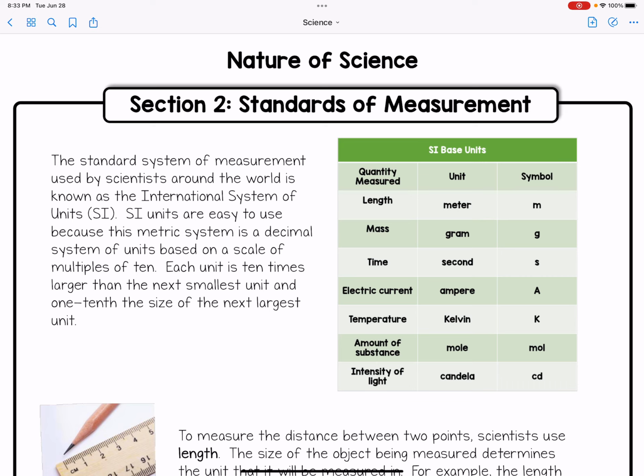The standard system of measurement used by scientists around the world is known as the International System of Units, or SI. SI units are easy to use because this metric system is a decimal system of units based on a scale of multiples of 10. Each unit is 10 times larger than the next smallest unit and 1/10 the size of the next largest unit. And it gives us some of the SI base units over here. We will be looking at this chart in much more detail.